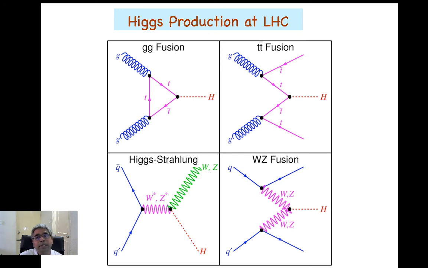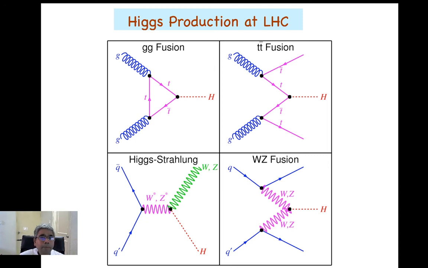There are other production channels also, in which these gluons produce top quarks, and a top and anti-top quark pair comes together and produces the Higgs boson. Otherwise, there could be a quark coming from one of the protons and an anti-quark coming from another proton, which produces W and Z, and one of them just gives out the Higgs. Similarly, in this particular fashion, on the fourth plane. These are the various mechanisms through which the Higgs is produced.